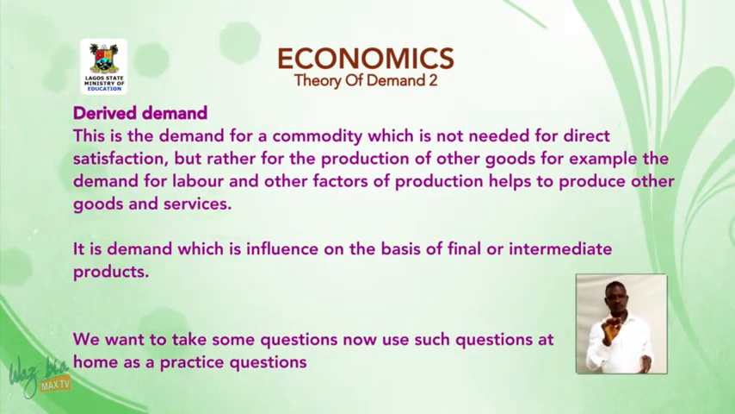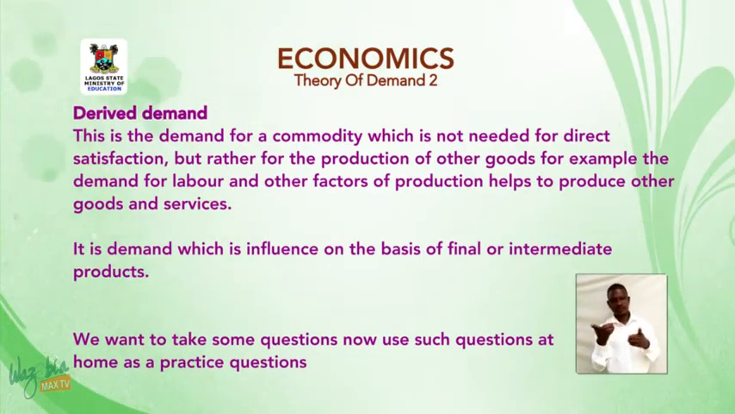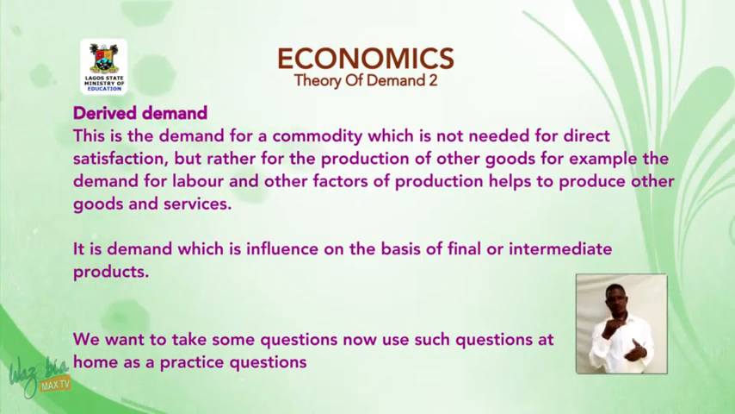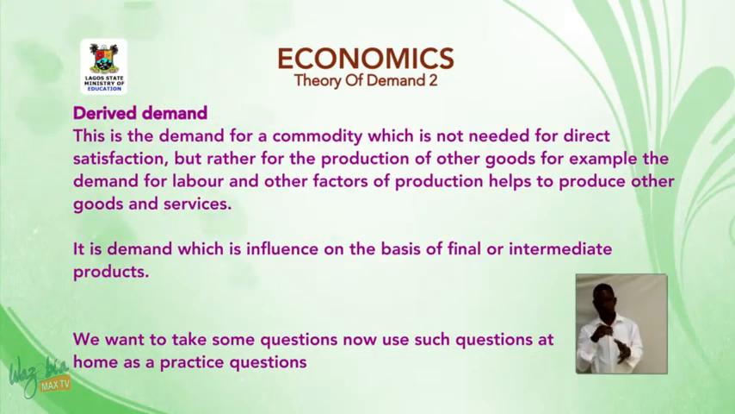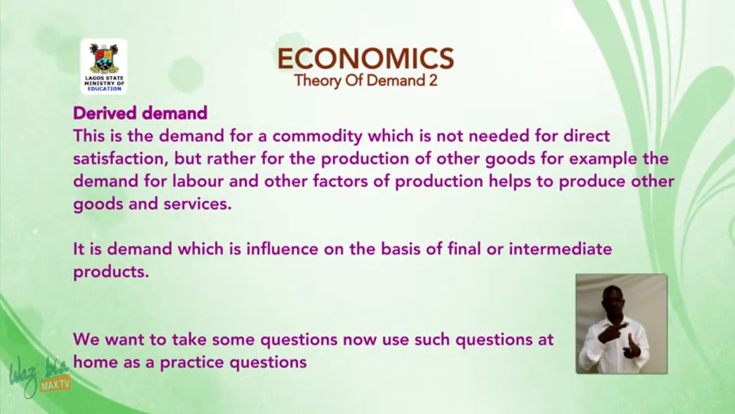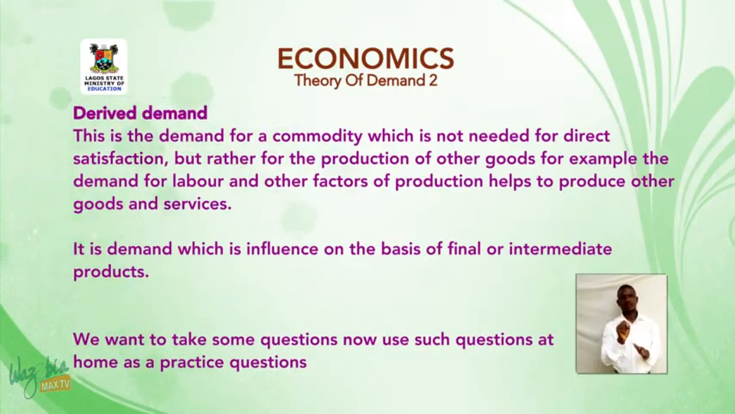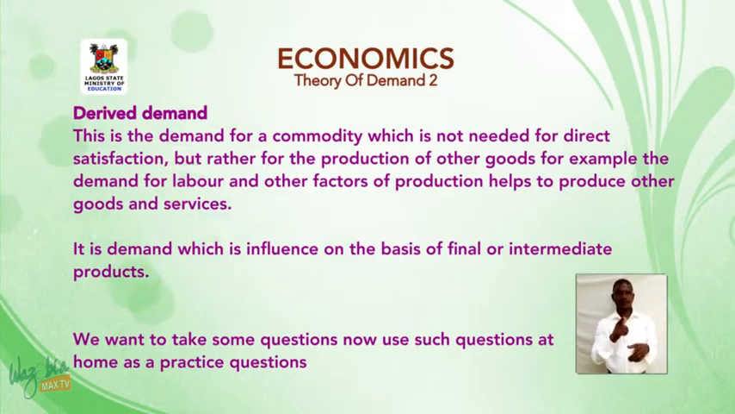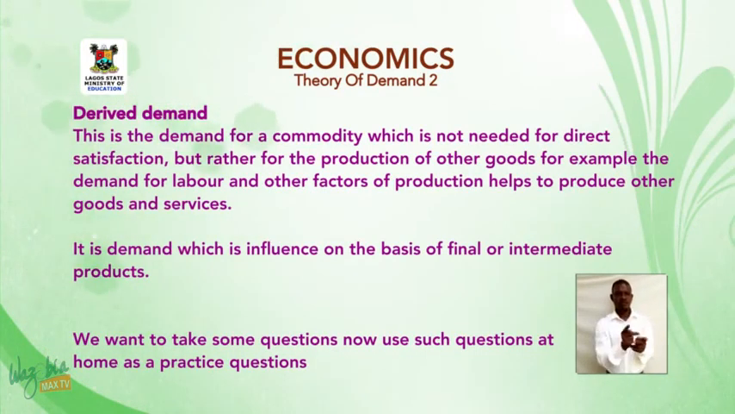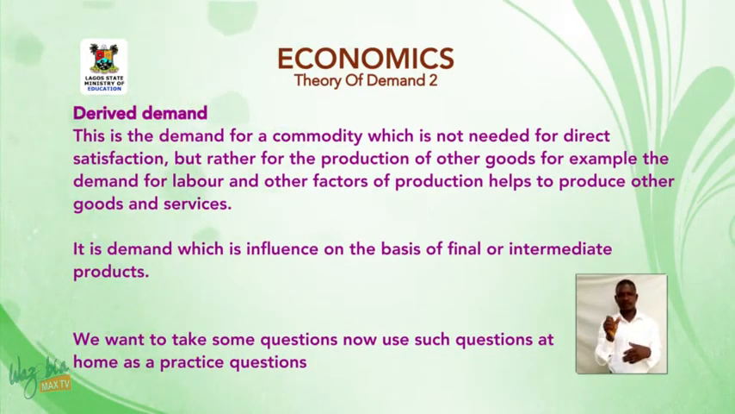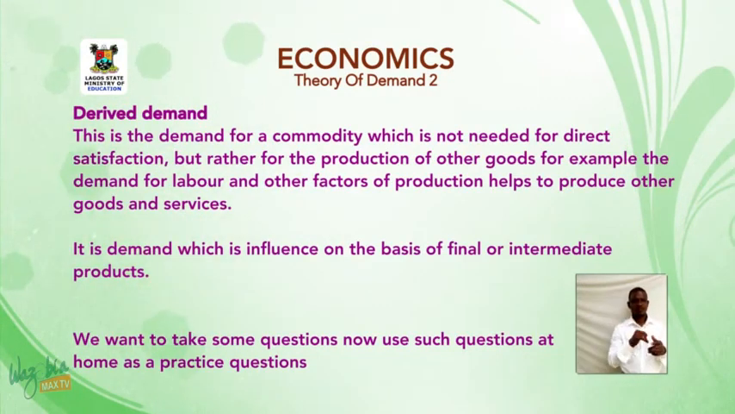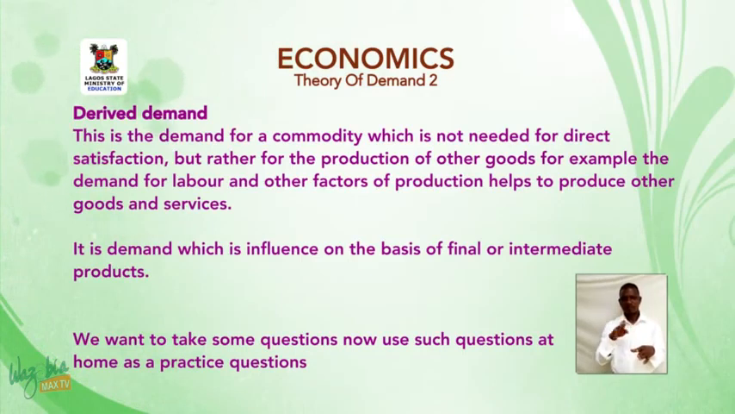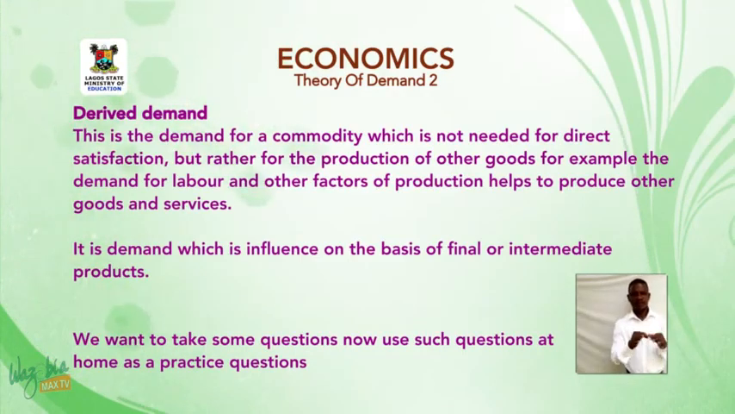Derived demand. This is the demand for a commodity which is not needed for direct satisfaction, but rather for the production of other goods. For example, the demand for labor and other factors of production helps to produce other goods and services. It is a demand which is influenced on the basis of final or intermediate products.